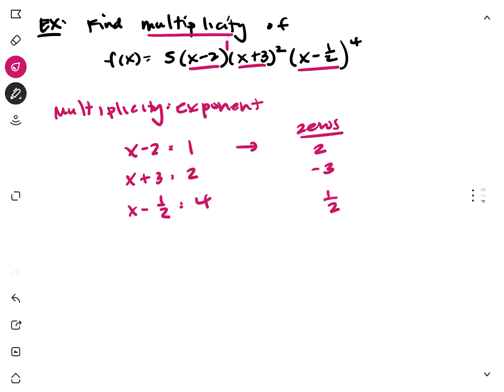So what we're going to do is graph this. We're going to check the zeros again, but then we're going to see how the multiplicity affects our graph. So let's write this down. This is a lot. So 5 times x minus 2, x plus 3 squared, x minus 1/2 to the 4th.